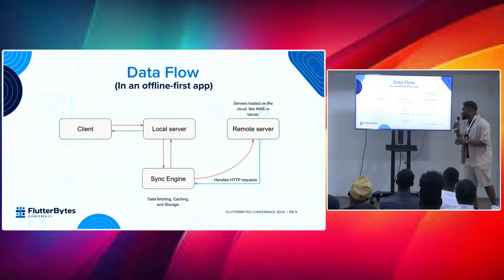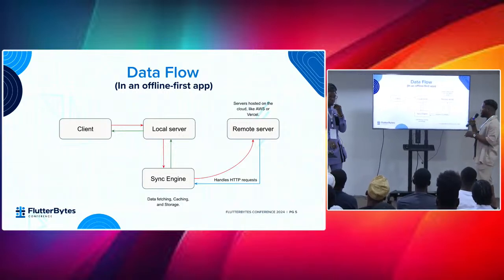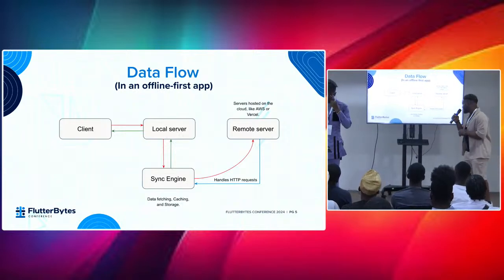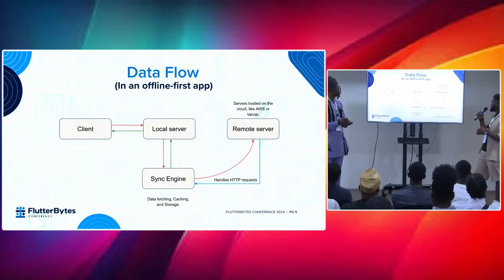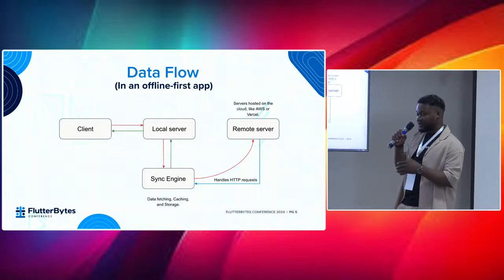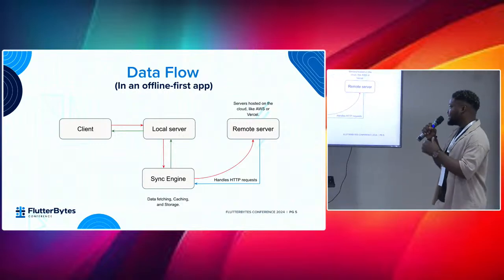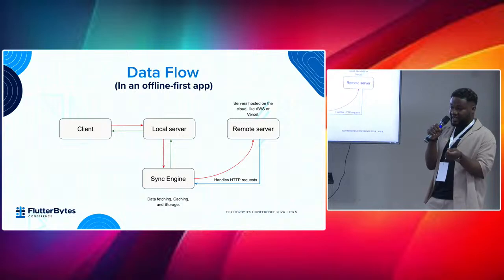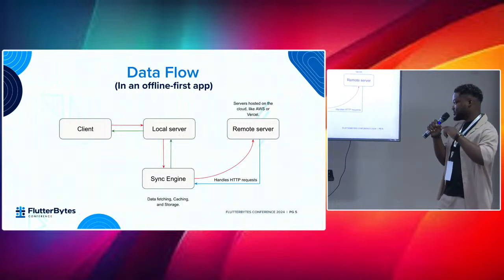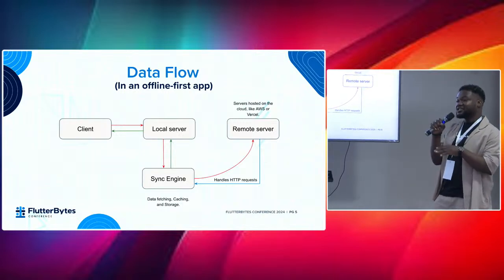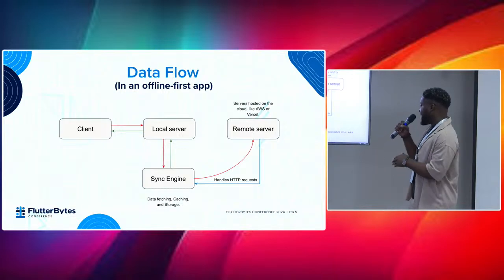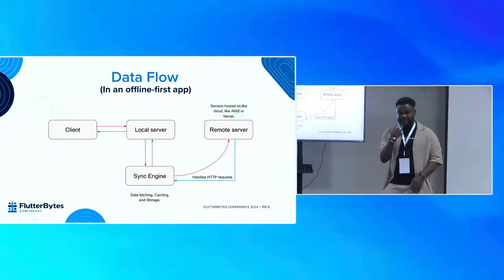Now this is another flow where we've modified something, and as you can see, we've added the local server and the sync engine. Instead of making the request directly to the remote server, we create a local server that, for example, creates a transaction. We're going to explain what that means shortly. It creates a transaction and sends it to the sync engine. The sync engine is now responsible for the data fetching, caching, and storage, and it communicates directly with the remote server.